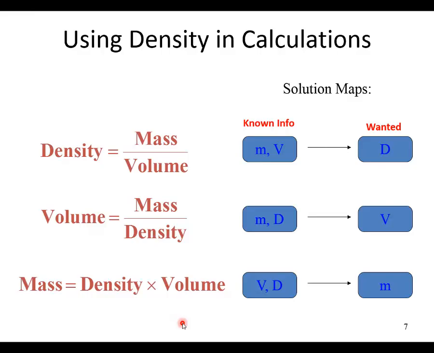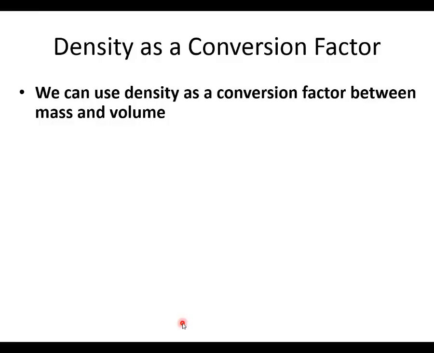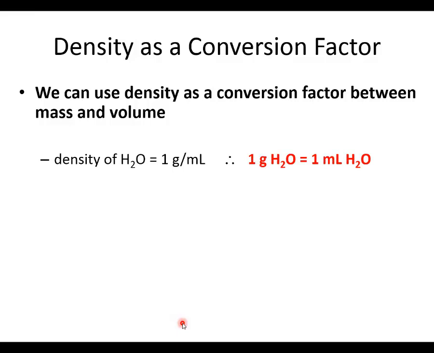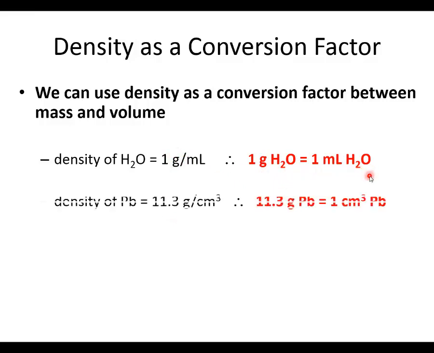Now density can be used as a conversion factor. Let's see what I mean by that statement. If density is a conversion factor, then we can write down a few densities and see how they could be related to one another. So let's say that the density of water is 1 gram per milliliter. I could write a conversion factor that shows 1 gram of H2O is equal to 1 milliliter of H2O. I could also look at the density of lead, which is 11.3 grams per centimeter cubed. That's the same as considering the relationship that if I have 11.3 grams of lead, that would mean I had 1 centimeter cubed of lead or 1 milliliter of lead.